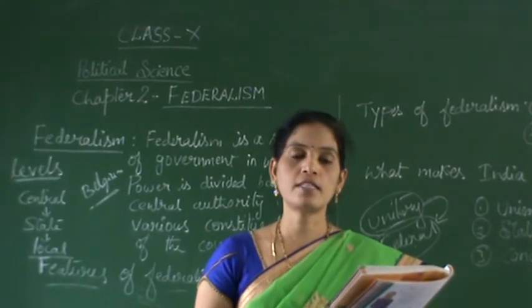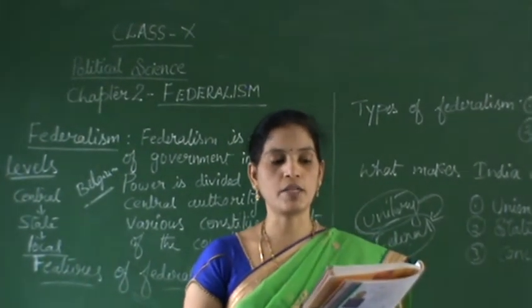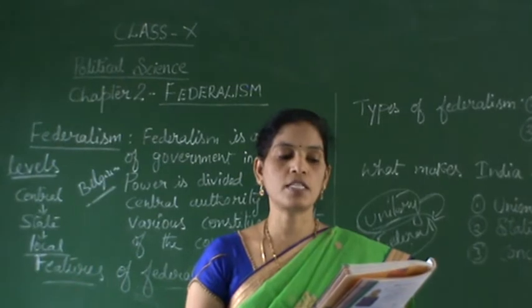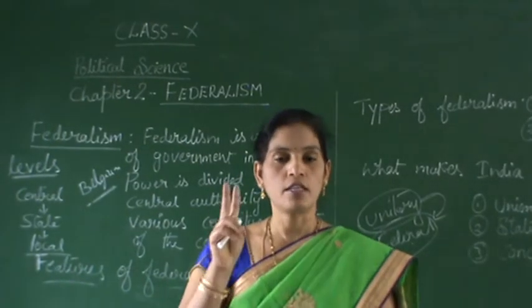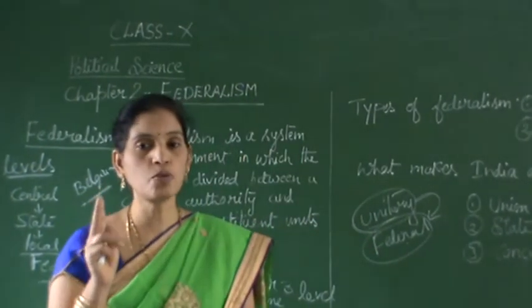Then the last key feature of federalism is that the federal system thus has a dual objective. The last one: it has two objectives.